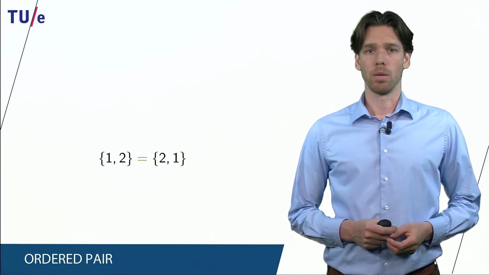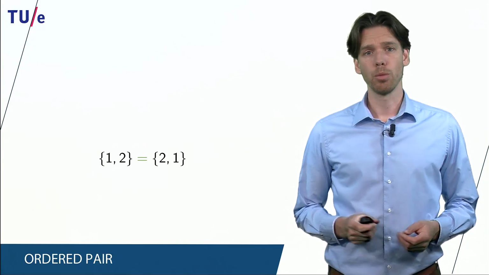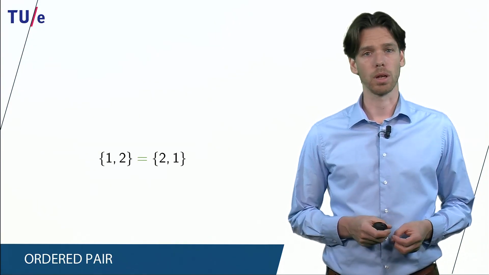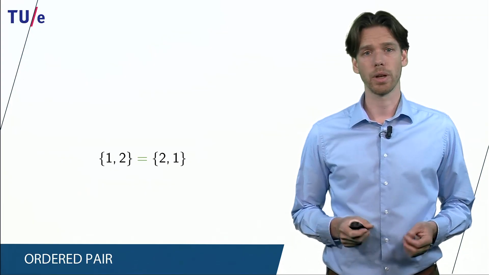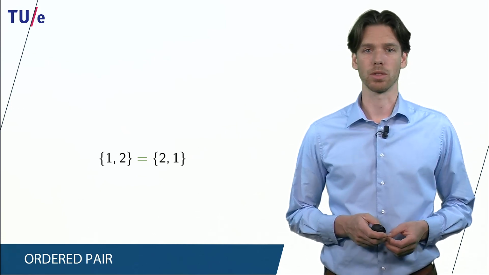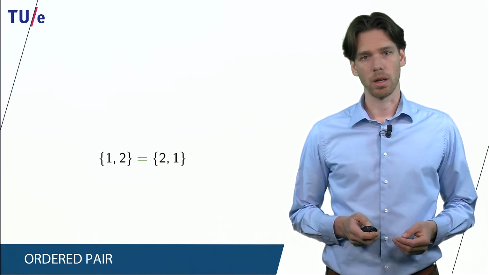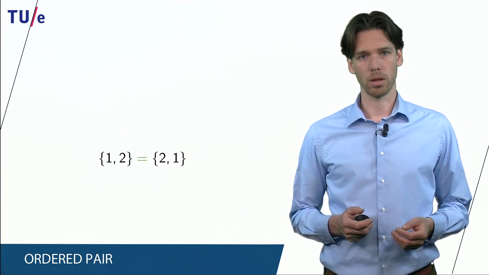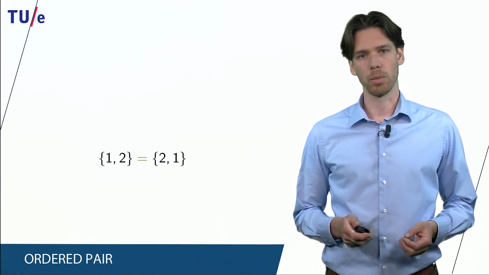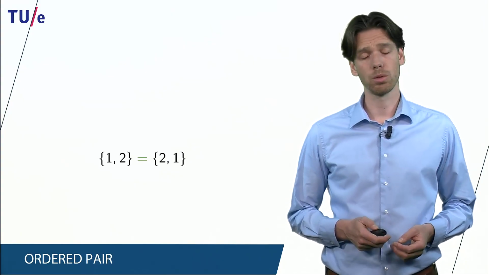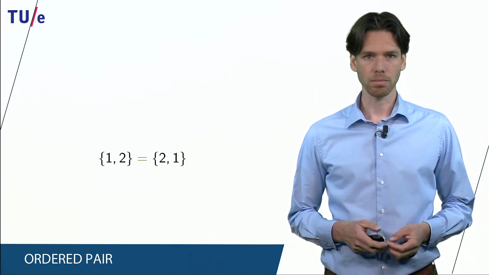Recall that we have introduced set notation to group objects together. So for instance, we can group the elements 1 and 2 together in a set by listing them and enclosing them in curly brackets. By our interpretation of the curly bracket notation, there is no order imposed on the elements of a set. The set containing the numbers 1 and 2 is equal to the set containing the numbers 2 and 1.